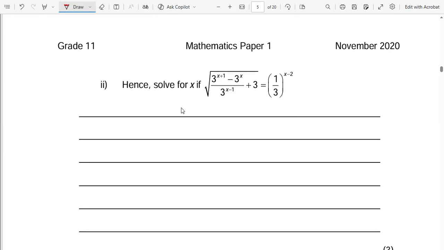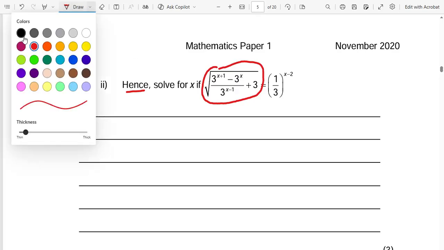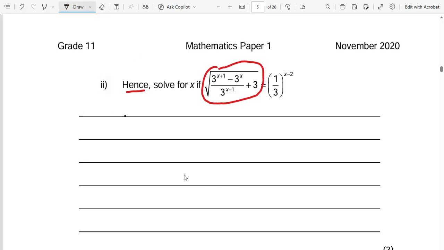Hence means that you already use what you know from the previous question. So we know that all this question, all that guy, it's 3. So meaning that we can just say 3 is equal to 1 over 3 to the power x minus 2. Hence means that use the same thing that you did.